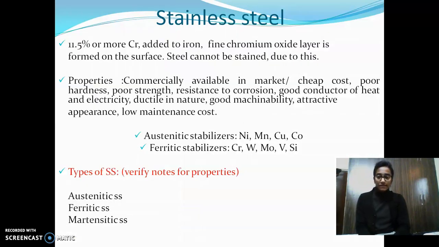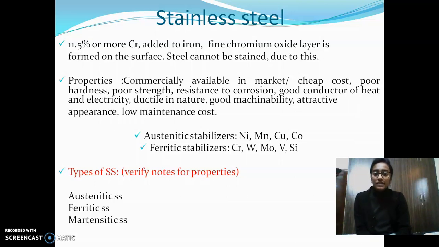Coming to the stainless steel. Composition of stainless steel is, it has 11.5% or more chromium added to iron. Fine chromium oxide layer is formed on the surface. Steel cannot be stained due to this.